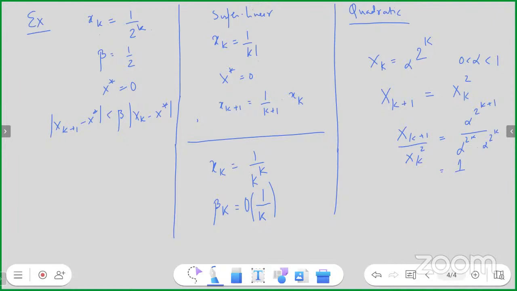How do we add things? When you're multiplying powers, we simply add. That exactly gets you 2 power k plus 1. This is a quadratic. Now tell me what x_k is equal to our humble 1 by k. What kind of convergence is this? The most humble.